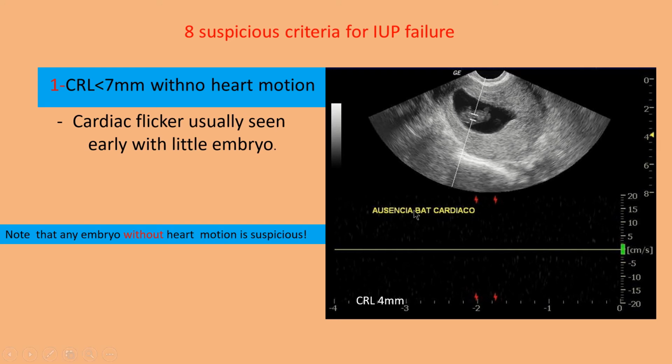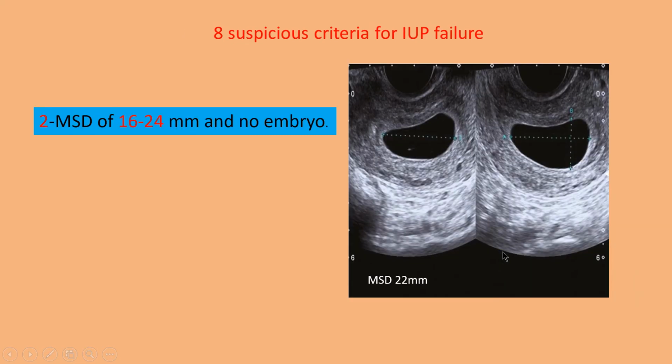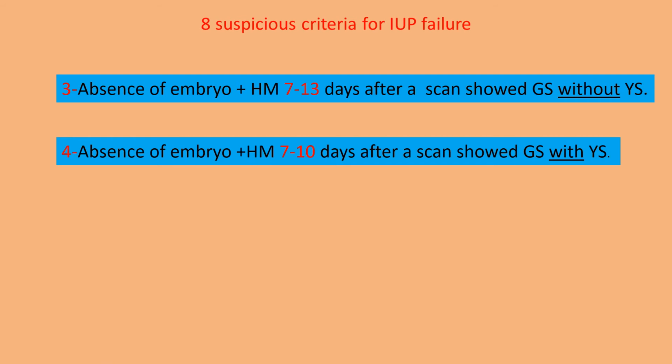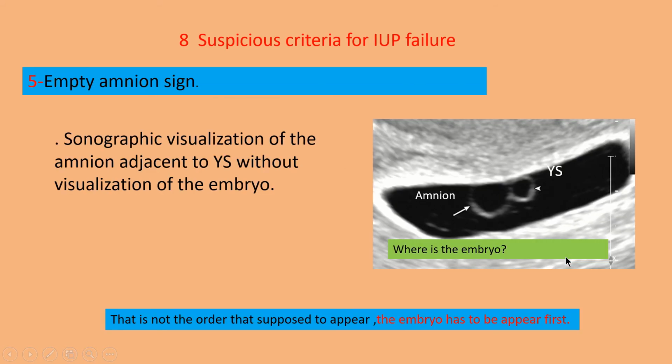Number 1. Crown rump length less than 7 mm with no heart motion. Here is cardiac flicker, usually seen early with a little embryo. Note that any embryo without heart motion is suspicious. Number 2. Mean sac diameter of 16 to 24 mm and no embryo. Number 3. Absence of embryo with heart motion 7 to 13 days after a scan shows a gestational sac without a yolk sac. Number 4. Absence of embryo with heart motion 7 to 10 days after a scan showing a gestational sac with a yolk sac.